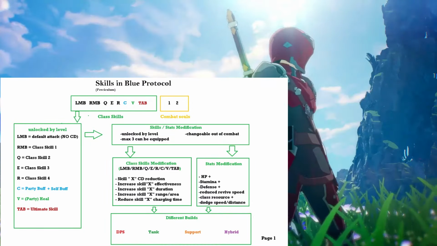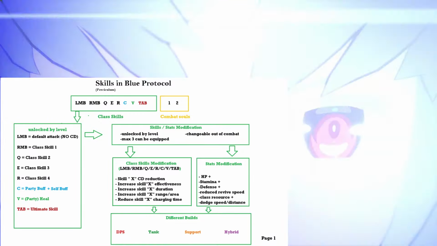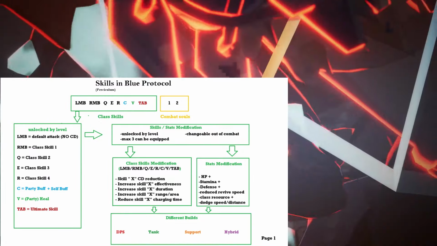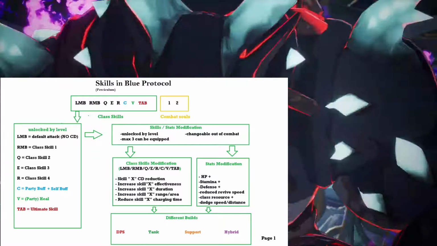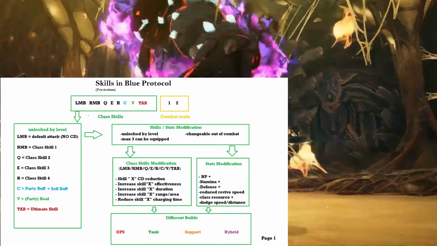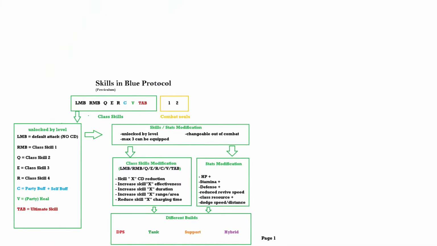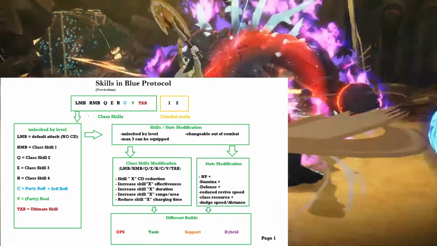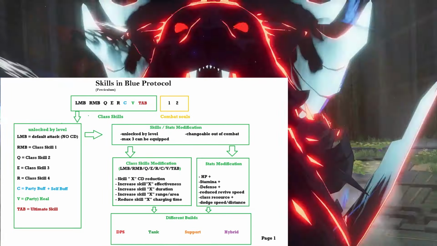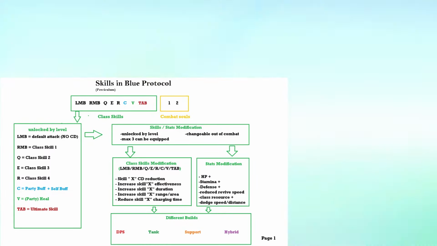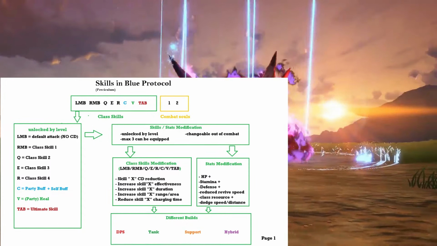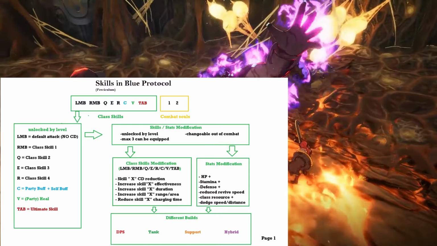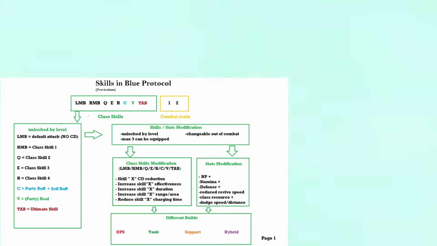For most of the classes, the left mouse button skill has no cooldown and is a chain attack. The last hit of the chain attack usually has an additional effect, which is different for each of those classes. The right mouse button, Q, E, and R keys belong to the class-specific skills, which are totally different for each of those four classes. Now let's talk about the more interesting skills, which are bound to the key C.